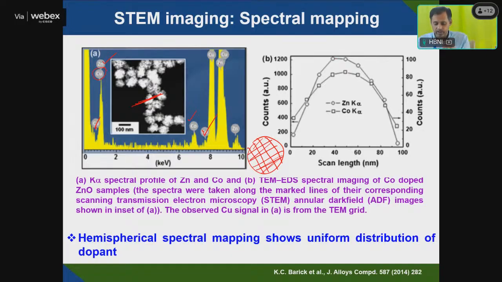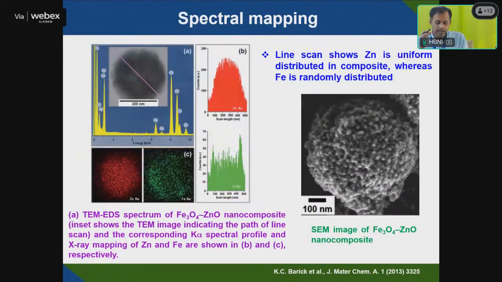Imagine a sphere. When the electron beam passes through the center, it interacts with many atoms. At the surface, it interacts with fewer atoms. So the path length is quite large in the case of the center, and you get a hemispherical profile. If the distribution is hemispherical, that means your particle is uniformly distributed inside the nanoparticle. And you can see here by line scan also, this one is a hemisphere.